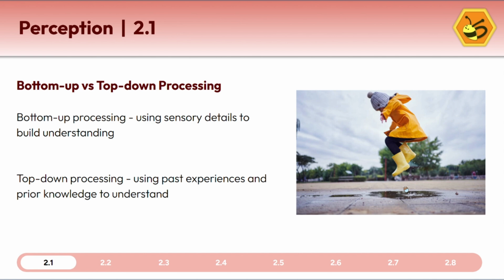Top-down processing is when we use past experiences or our prior knowledge to understand something. Here, the child might remember the last time that they stepped in the puddle, that they got wet and in trouble with their parents. Therefore, they know that stepping in puddles could get them wet or dirty, so they might choose to avoid them.